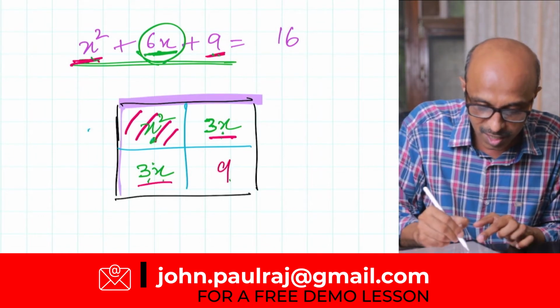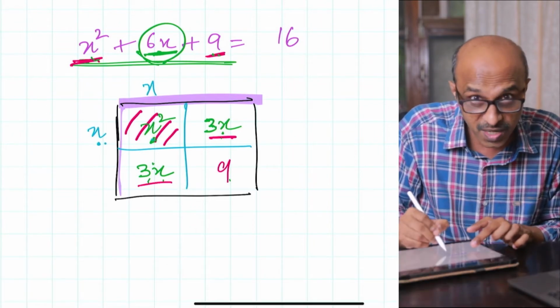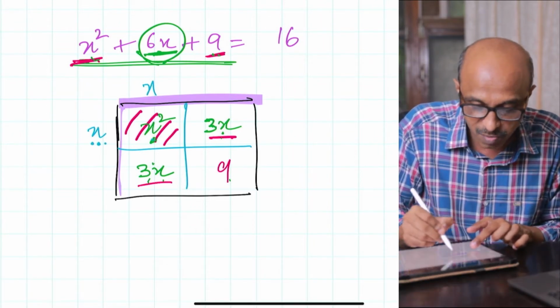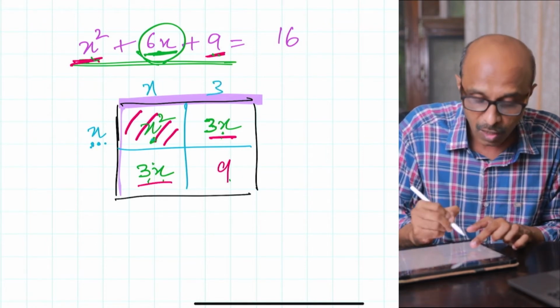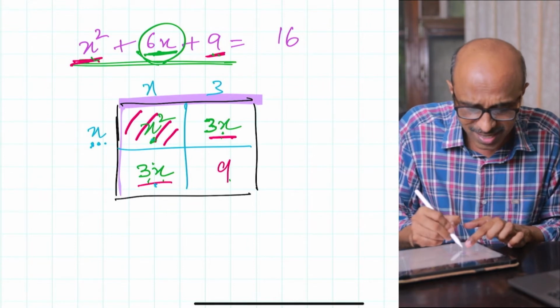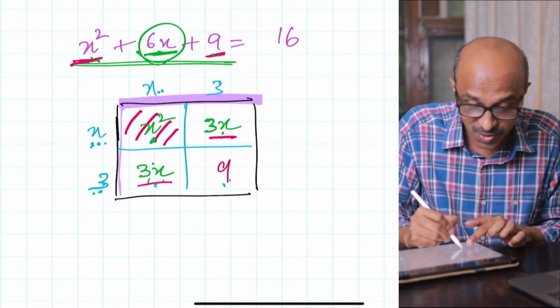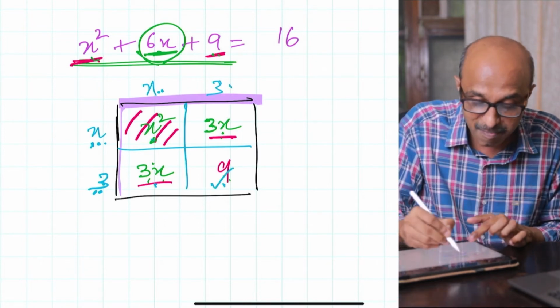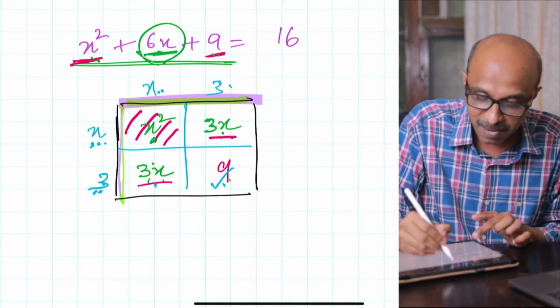If this is x squared, this must be x and x, giving us x times x, x squared. If this is 3x, something times x should be here. What should be multiplied by x to give us 3x? Well, that should be 3. This is 3x. Something times this x should give me a 3x. So that should be 3. And 3 times 3 gives us 9. That means that the length of the sides of the square is x plus 3.